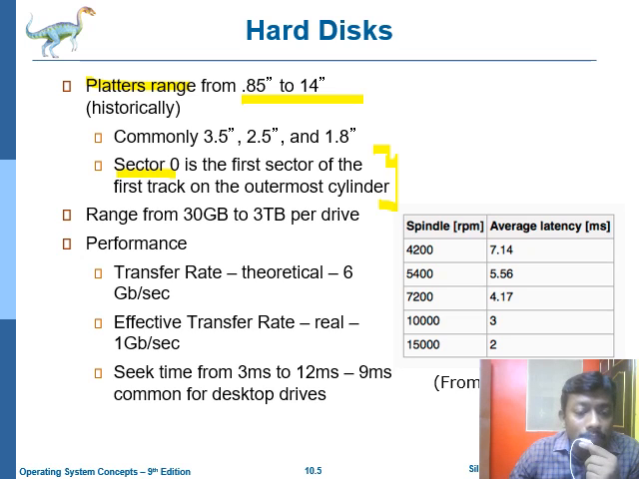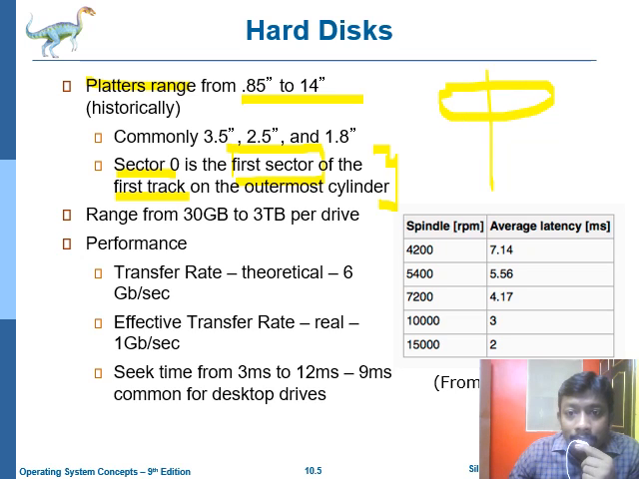What is meant by sector 0? It is the first sector of the first track on the outermost cylinder. For example, this is the spindle and this is a cylinder. What we call sector 0 is the first sector of the first track of the cylinder. A sector is the circular portion of the cylinder. The outermost circular portion we call the first sector of the first track on the outermost cylinder.